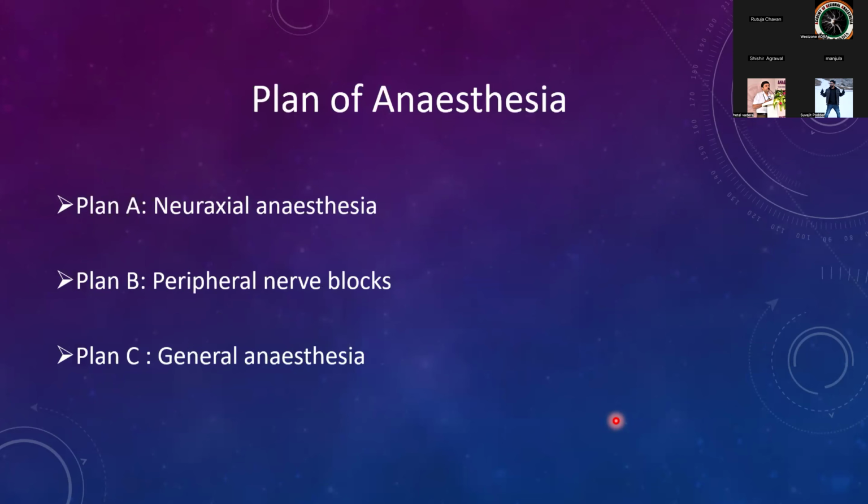Our plan of anesthesia was a peripheral nerve block because he was a patient of long-standing uncontrolled diabetes. We anticipated the patient would have a good amount of autonomic disturbances, and also he had other underlying systemic involvement like cardiovascular, renal, and cerebrovascular. So keeping this in mind, we went ahead with a peripheral nerve block.